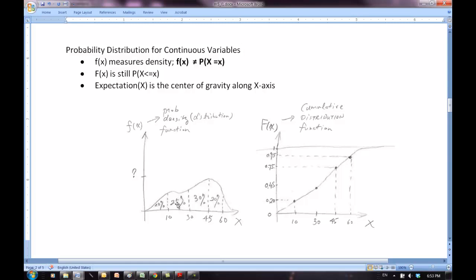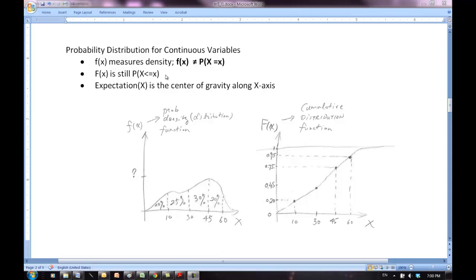And here the second segment has the area of 0.25, which is 25%. It tells us the probability of time spent on a transaction between 10 seconds and 30 seconds is 25%. Also notice the meaning of this y-axis is no longer the probability, because as we know, the probability associated with each point value is always 0.